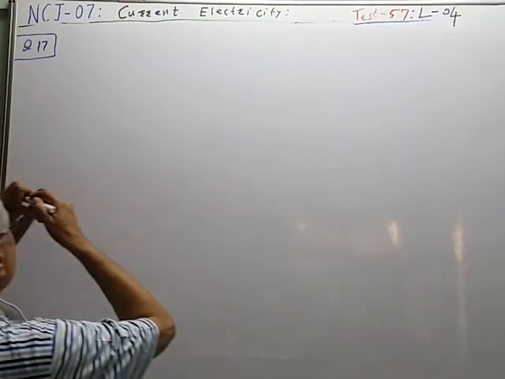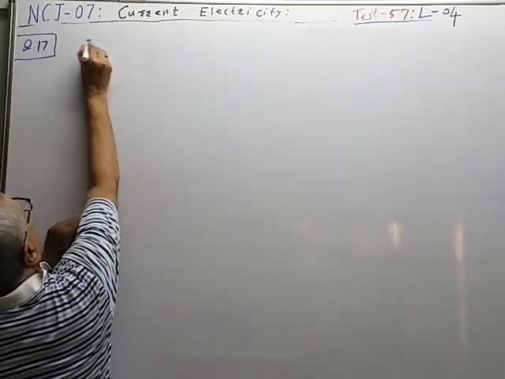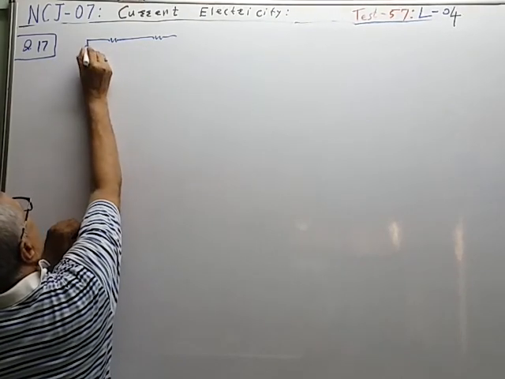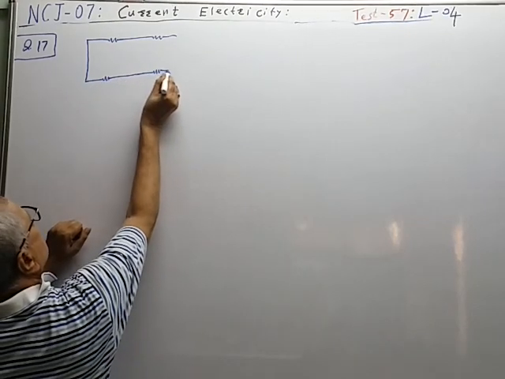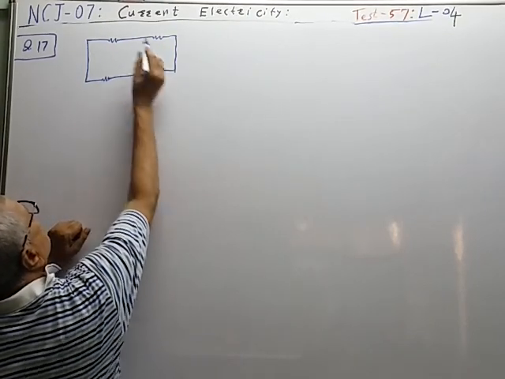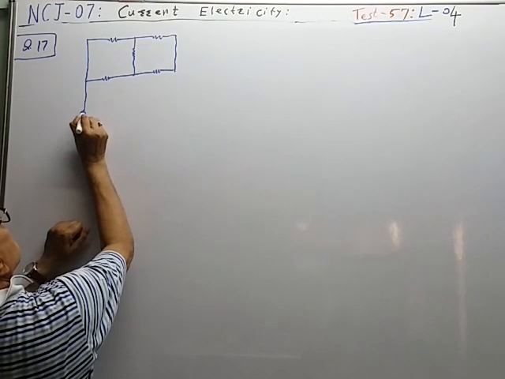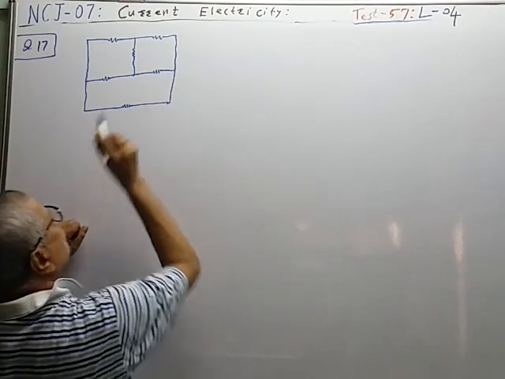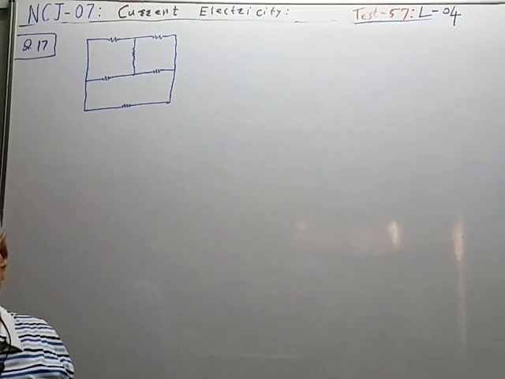All the resistances are of 3 ohm. So total there are 6 resistances.